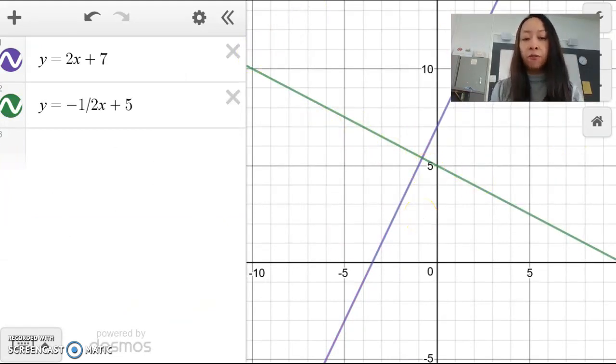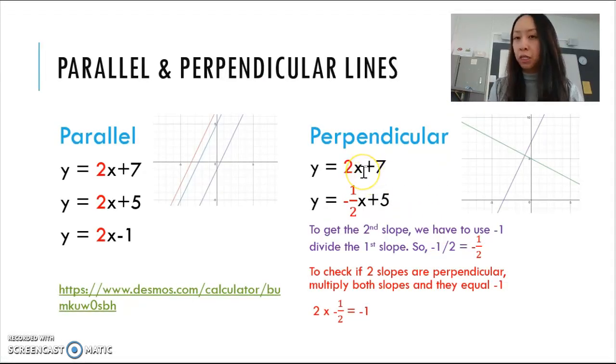So if you have only the first slope, how do you get the second slope to make it perpendicular? To get the second slope, we have to use -1 divided by the value of the first slope. So in this case, it's -1 divided by 2. We got -1/2. So any line that has a slope of -1/2 will always be perpendicular to any line that has 2 as the slope.